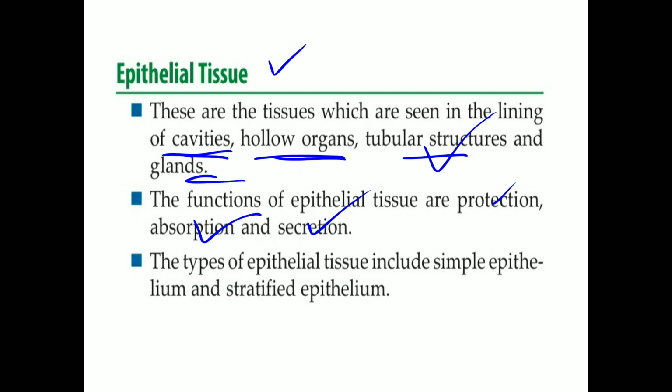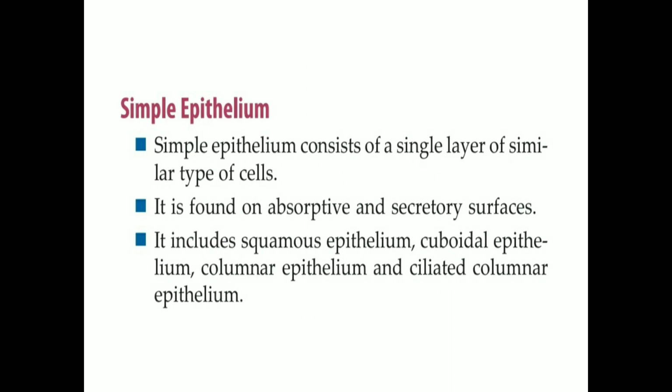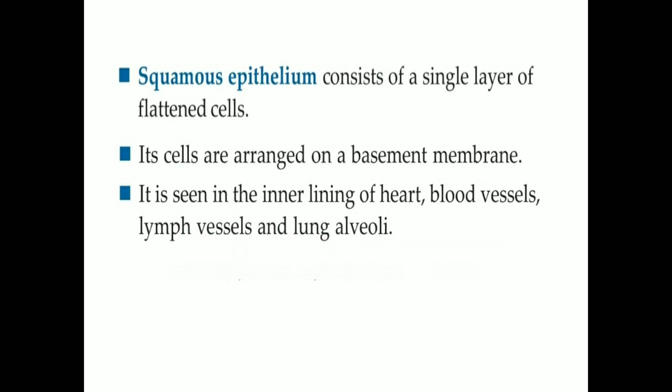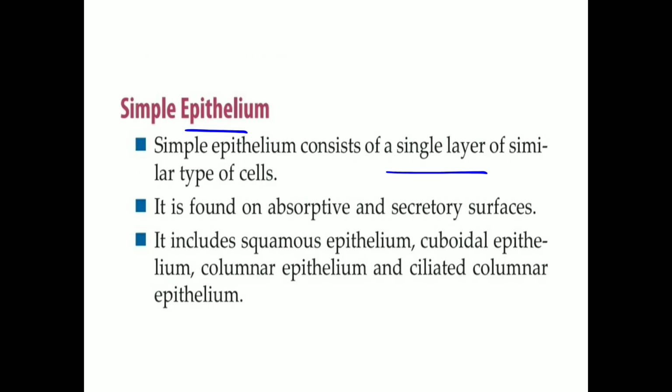The types of epithelial tissue include simple epithelium and stratified epithelium. Let's see simple epithelium. Simple epithelium consists of a single layer of a similar type of cells. You can see that here, a similar kind of cells. A single layer of similar kind of cells will be there in the simple epithelium.